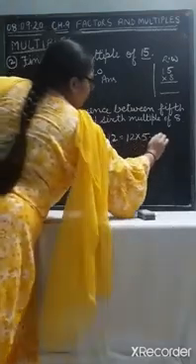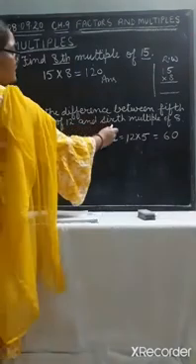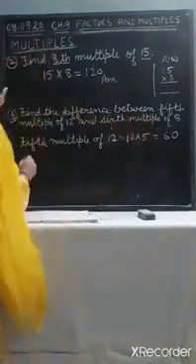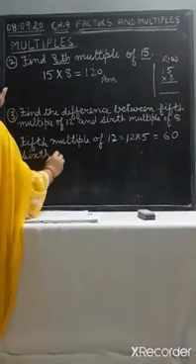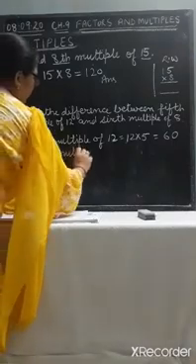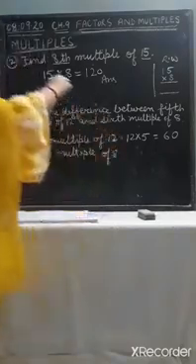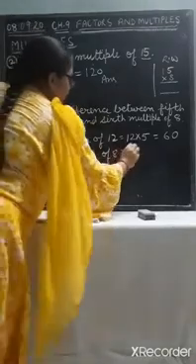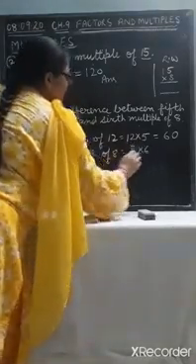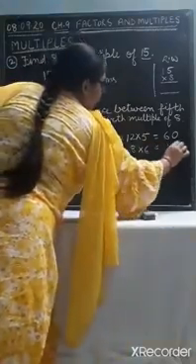12 fives are 60. Now the 6th multiple of 8. The 6th multiple of 8 is 8 multiplied by 6. 8 sixes are? Yes, 48.